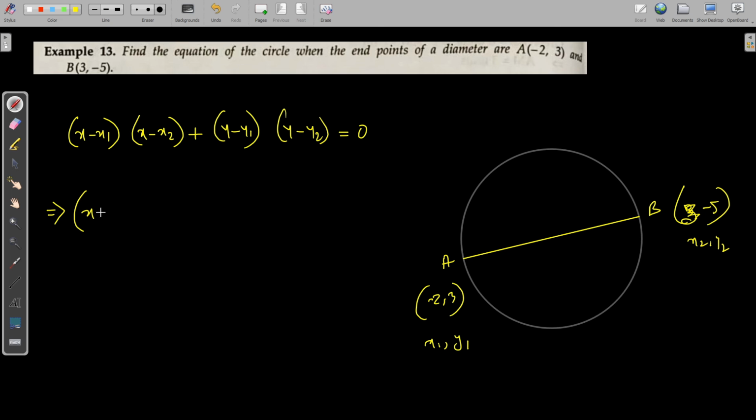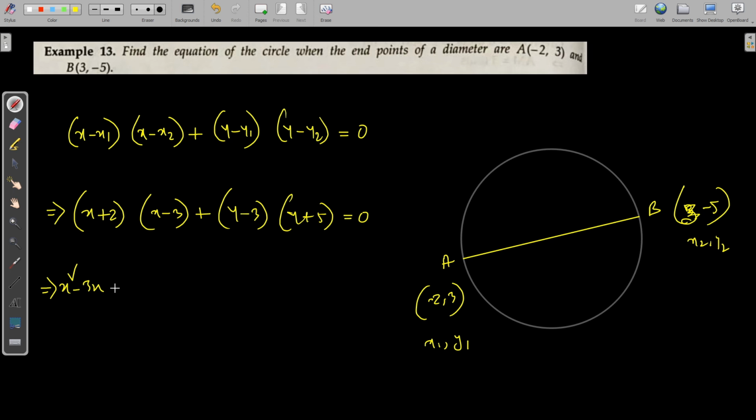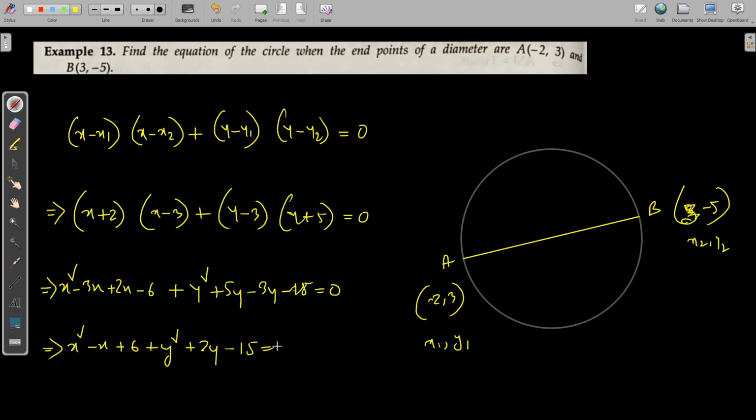So x1 is minus 2, so it will become x plus 2. x2 is 3, so it will become x minus 3. y minus y1 is y minus 3. y2 is minus 5, so it will become y plus 5 equals 0. If we further solve it, what are we going to get? We will get x squared, then minus 3x plus 2x minus 6 from here. Here we will get y squared plus 5y minus 3y minus 15 equals 0.